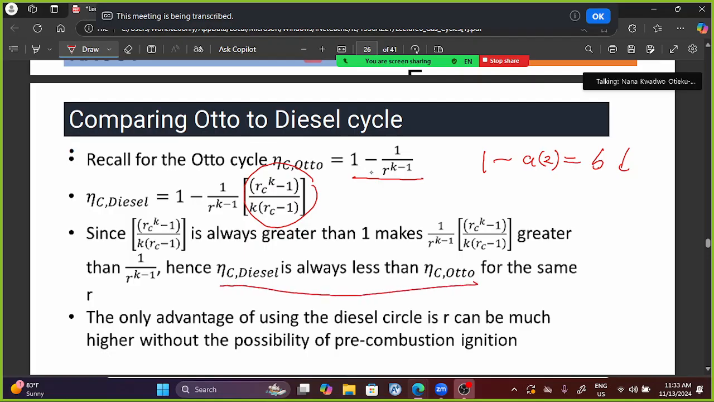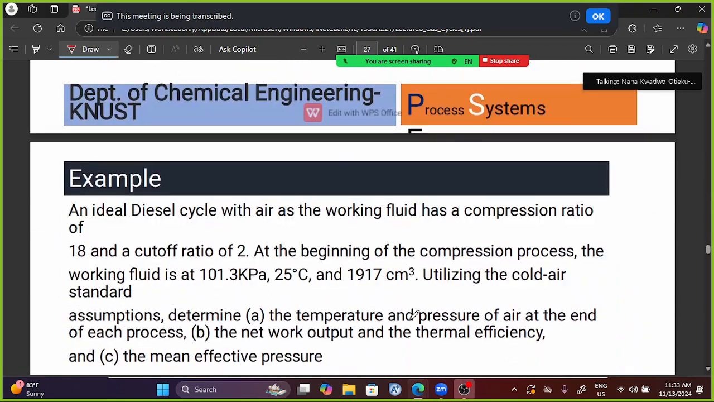The only advantage is that when we use a diesel cycle, the compression ratio can be much higher without the possibility of a pre-combustion ignition. So we don't have a case where it starts to burn before we want it to burn.